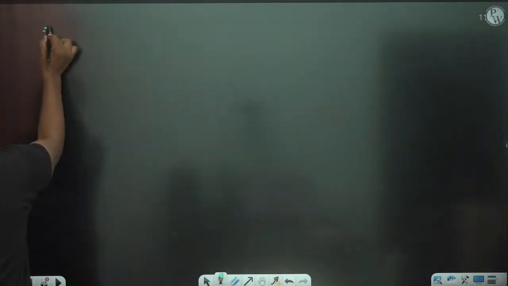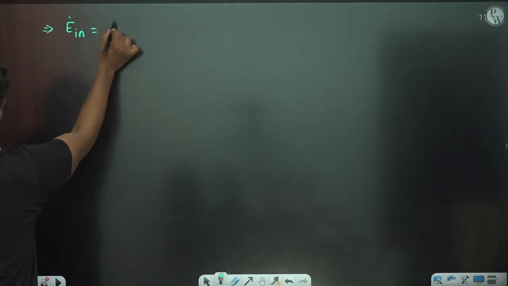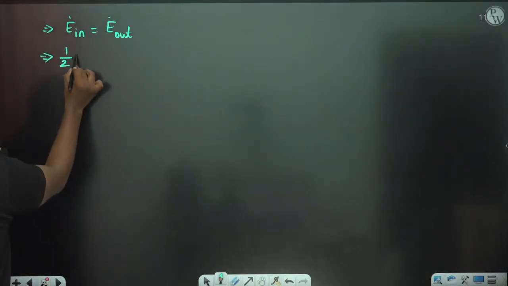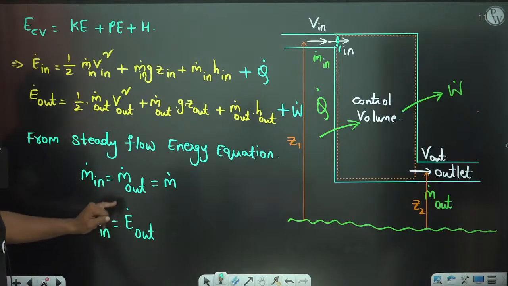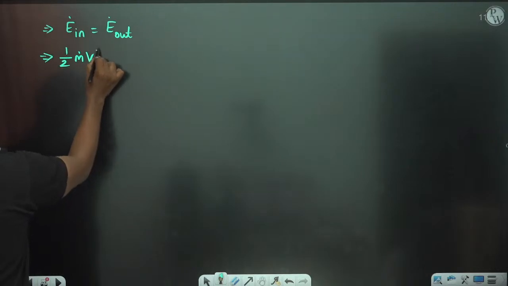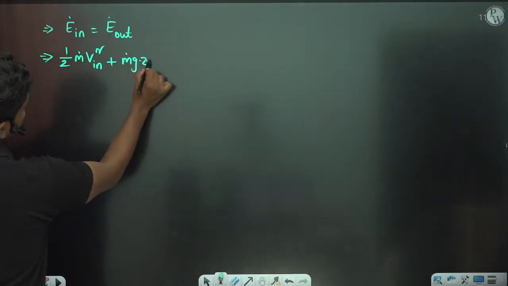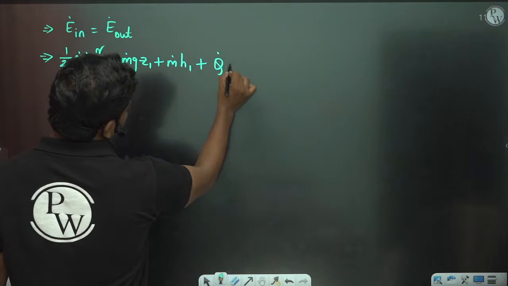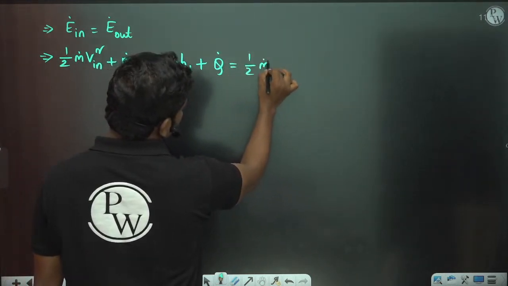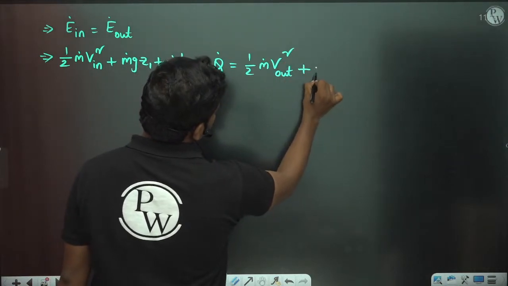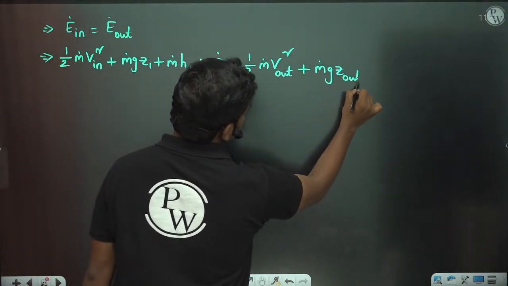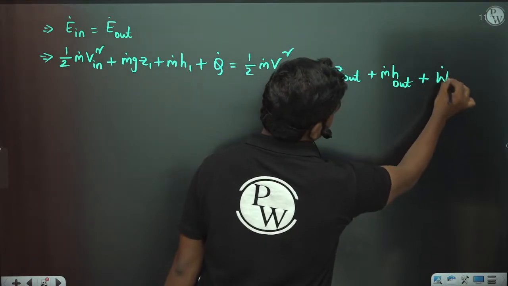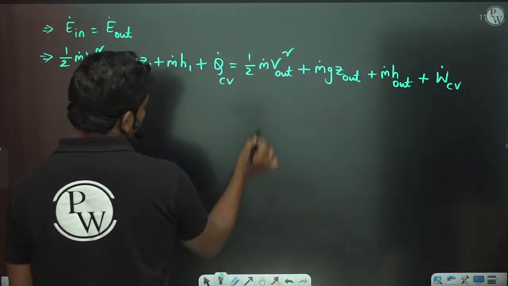So this implies energy flowing in is equal to energy flowing out. So what is the energy which is flowing in? Half times m dot, I am removing the m dot in and m dot out because both are the same. So half m dot v in square plus m dot g z1 plus m dot h1 plus Q dot is equal to half m dot v out square plus m dot g z out plus m dot h out plus W dot actually.